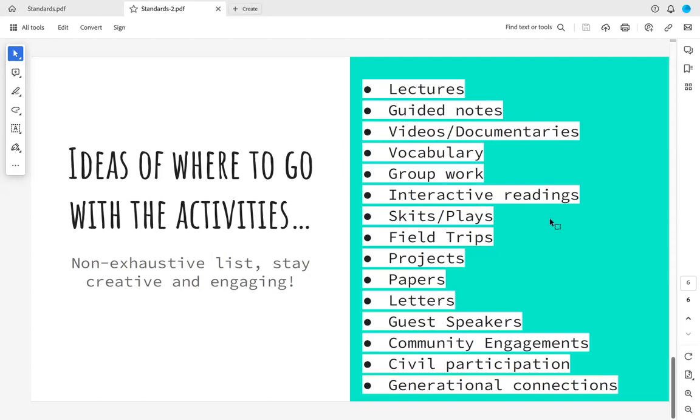Group work, interactive readings, make sure that you have scholarly readings that are appropriate to grade level. Skits, plays, field trips, projects, whether that be place-based projects or projects that involve the community. Papers, writing a paper is never bad. Letters from different perspectives, bringing guest speakers in that talk about history, community engagements, and civic participation. And then just generational connections. What can you rely on? Do you have any students that may have grandparents that could tell some pretty cool stories as well? Because social studies is all about perspectives.